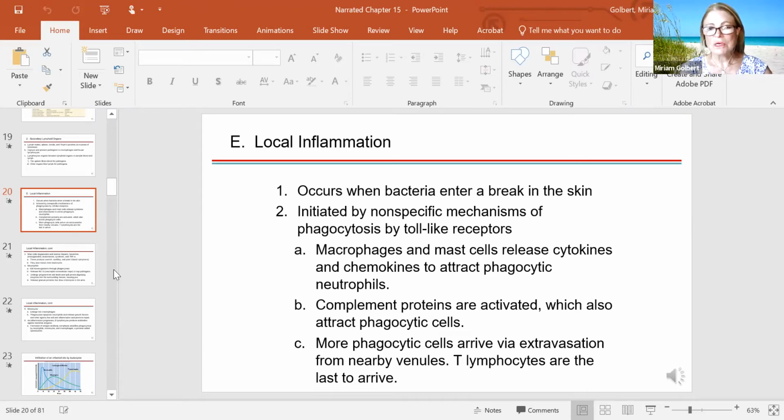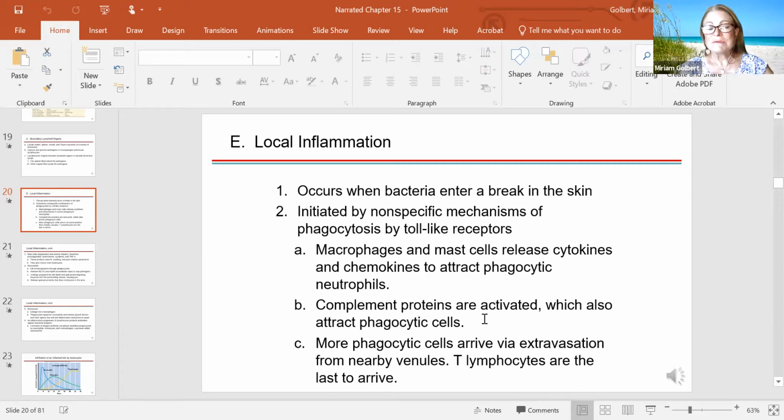So you start your phagocytosis, and you have macrophages and mast cells in the tissues. They're going to start releasing those chemicals that I mentioned are attracting those neutrophils to that wall of the endothelium, and they start doing that phagocytosis.